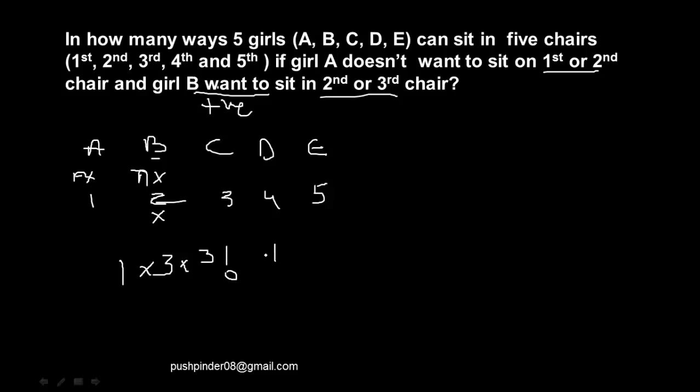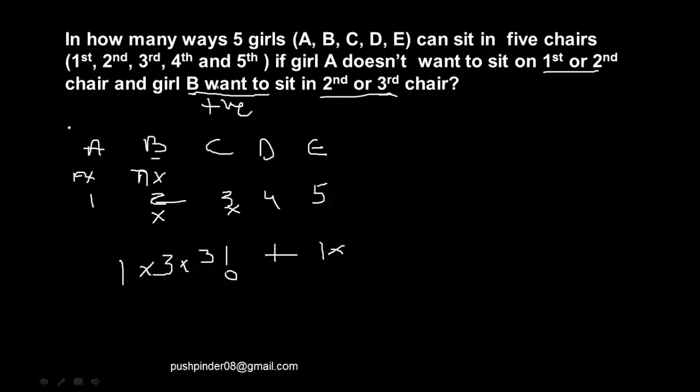Now let's add another case. Now let's make girl B sit on the third chair. How many ways to do that? Just one way. Want to make girl B sit on one chair, so one way to do that. Now let's see how many choices girl A has. B has already sat on the third chair, right?